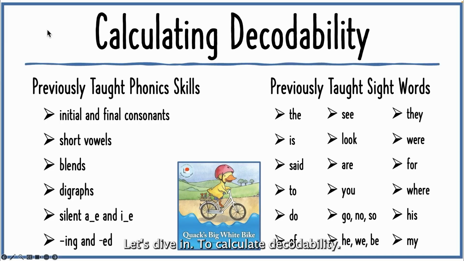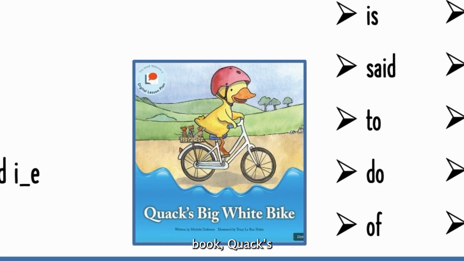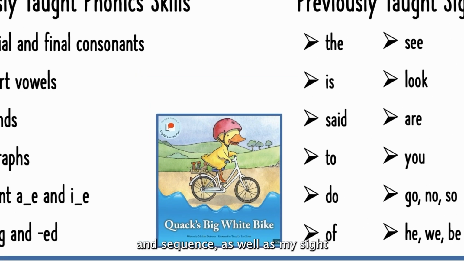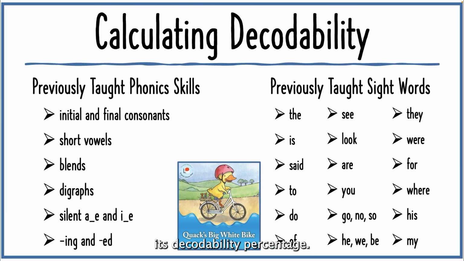Let's dive in. To calculate decodability, begin by locating your district's or your school's scopes and sequences for both phonics skills and sight words. You'll want to have your phonics continuum and sight word lists side by side while you look at the decodable books that you're considering using. Let's say I just taught a long I silent E phonics lesson and need a decodable book for students to practice that skill in continuous text. I'm going to look at this book, Quack's Big White Bike, and compare it to my phonics scope and sequence as well as my sight word list to help me determine its decodability percentage.